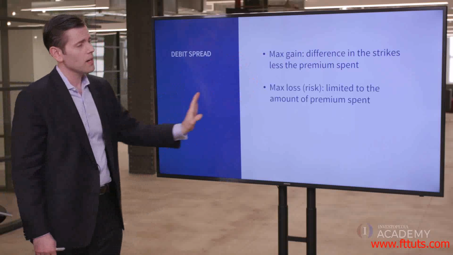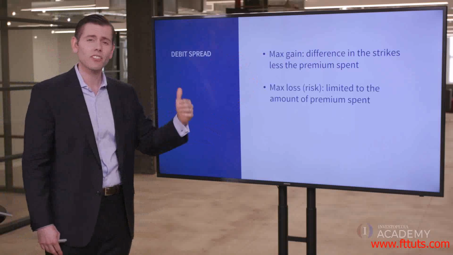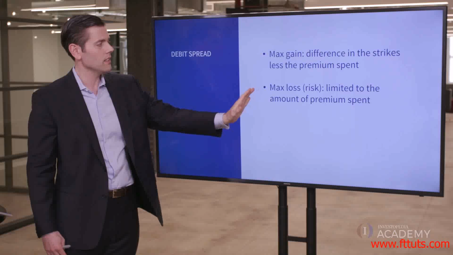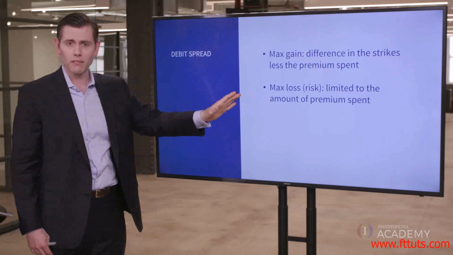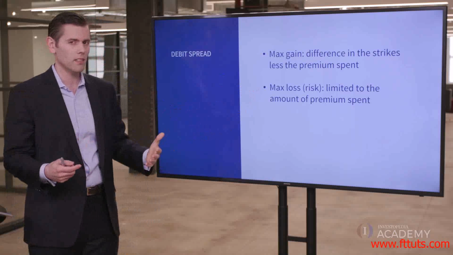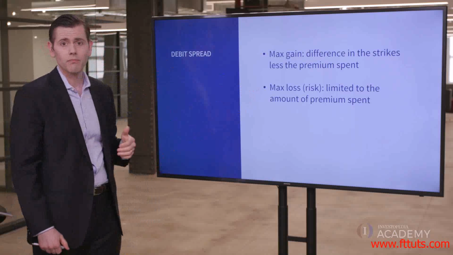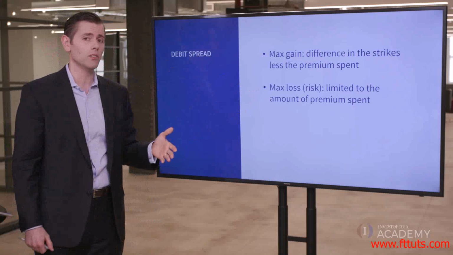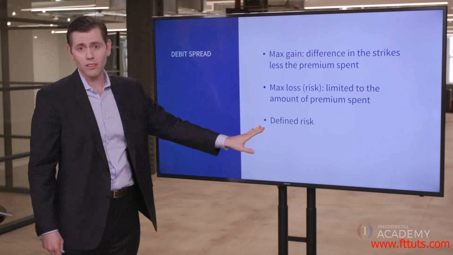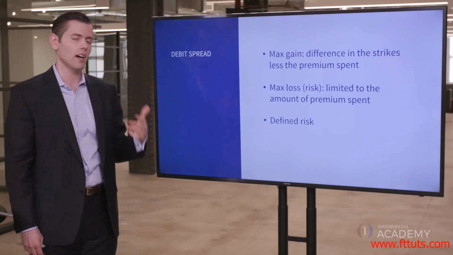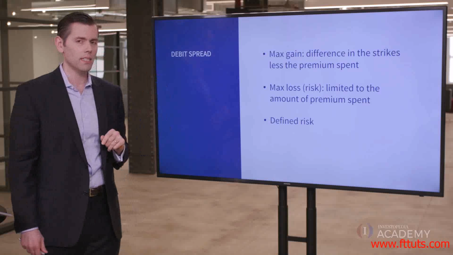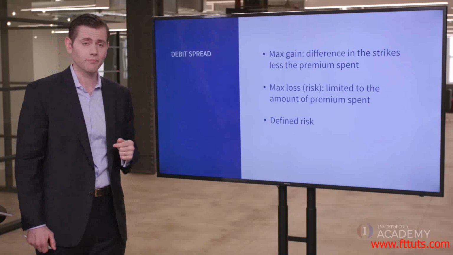Now, let's talk about max loss for a second, because that's the risk, and that's what's really important to know here. That's literally limited to the amount of premium that was spent. Just like when you buy naked options, the most that you can lose is the premium spent. Same thing happens in a debit spread. If you're buying the spread, the most you can lose is the premium that you spent. I think the most important thing is the defined risk that you have from the onset. So I have limited upside, but more importantly, I have limited downside. So I can sleep well at night.